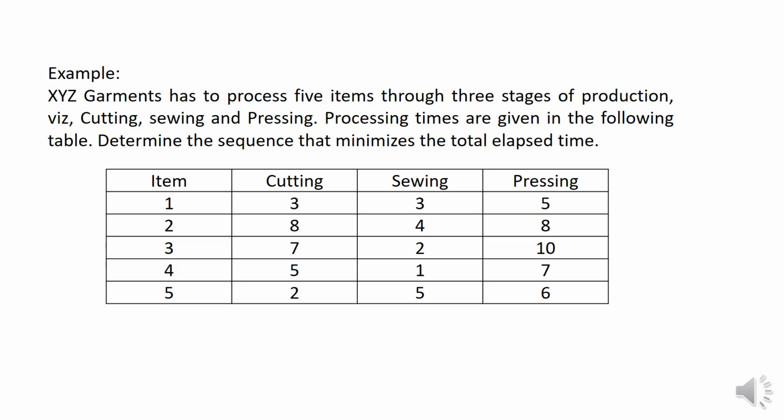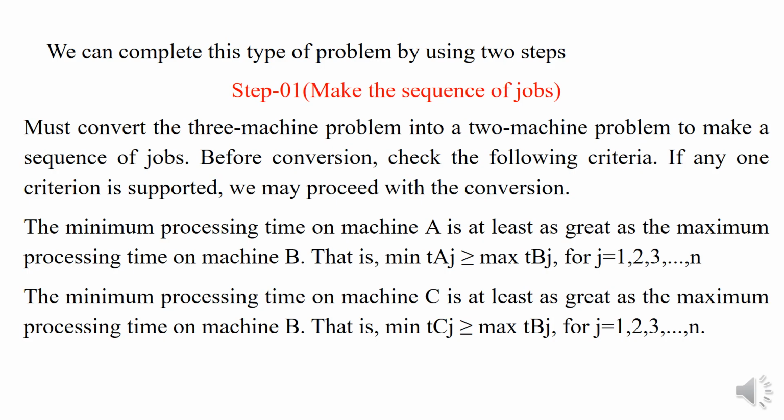So at first we'll try to sequence our items in this sequencing model. Solving this three machine problem directly is complex, so we try to simplify that. To simplify, we aim to convert the three machine problem into a functional two machine problem, to make a sequence of jobs.